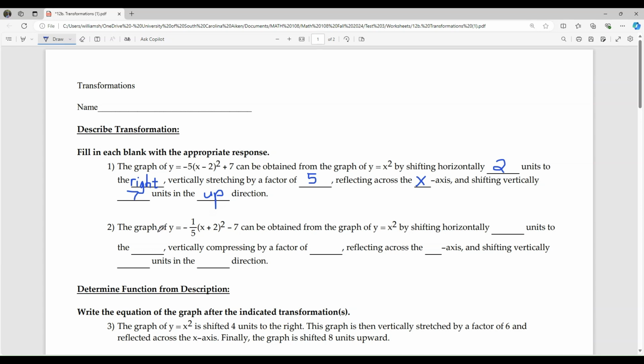Now, number 2. Number 2 says the graph of y equals negative 1/5 times (x plus 2) all squared minus 7 can be obtained from the graph of y equals x squared by shifting horizontally. So horizontal is the inside. We're shifting 2 units here, but this time we're going to the left.